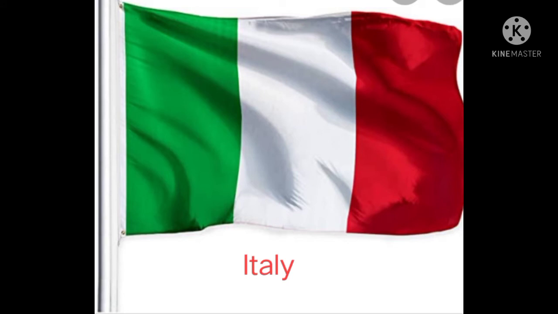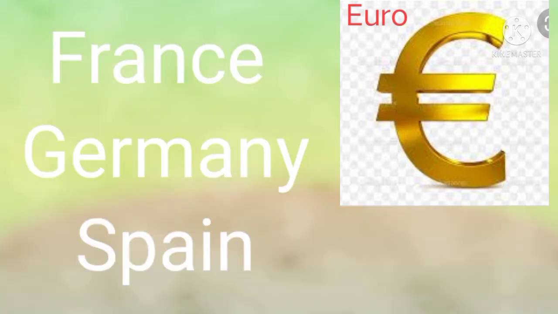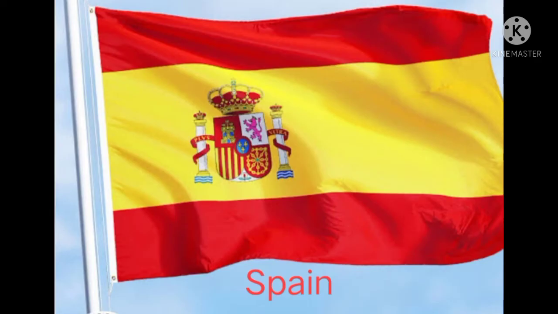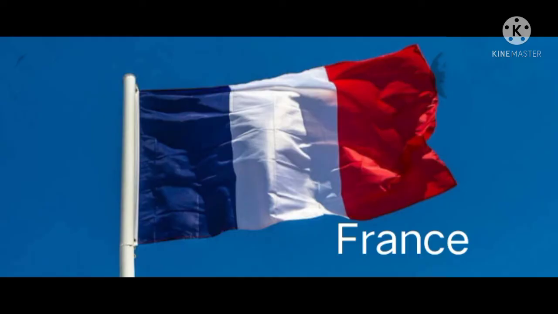The next is Italy. Okay, and what is the currency of Italy? It is euro. The symbol is shown here. Euro is the currency of Italy, and other countries which use this currency are France, Germany, Spain, or we can say the currency of France, Germany and Spain is euro. Here is the flag of Spain shown and also its currency. Then the flag of France you can see here. Again its currency is euro.